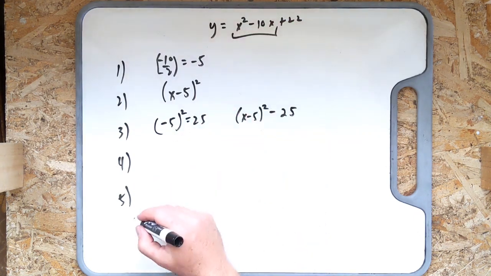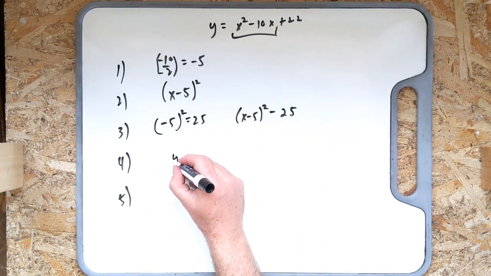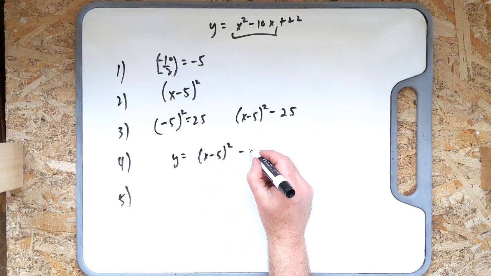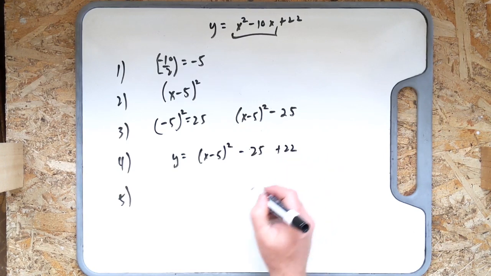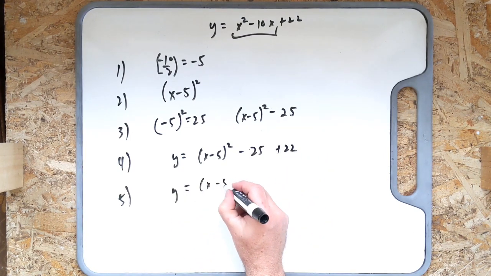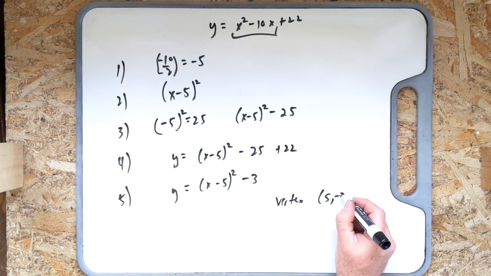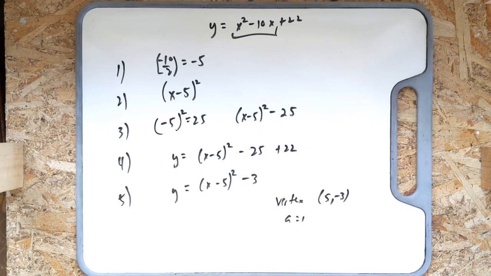Substitute that in for the x squared minus 10x, which is what it's equal to, and simplify down. And my vertex, therefore, is 5, negative 3, with an a of 1 again. Okay, and you could take this now and graph it just like we were doing when we were doing parabolas. But watch the parabola video for that.